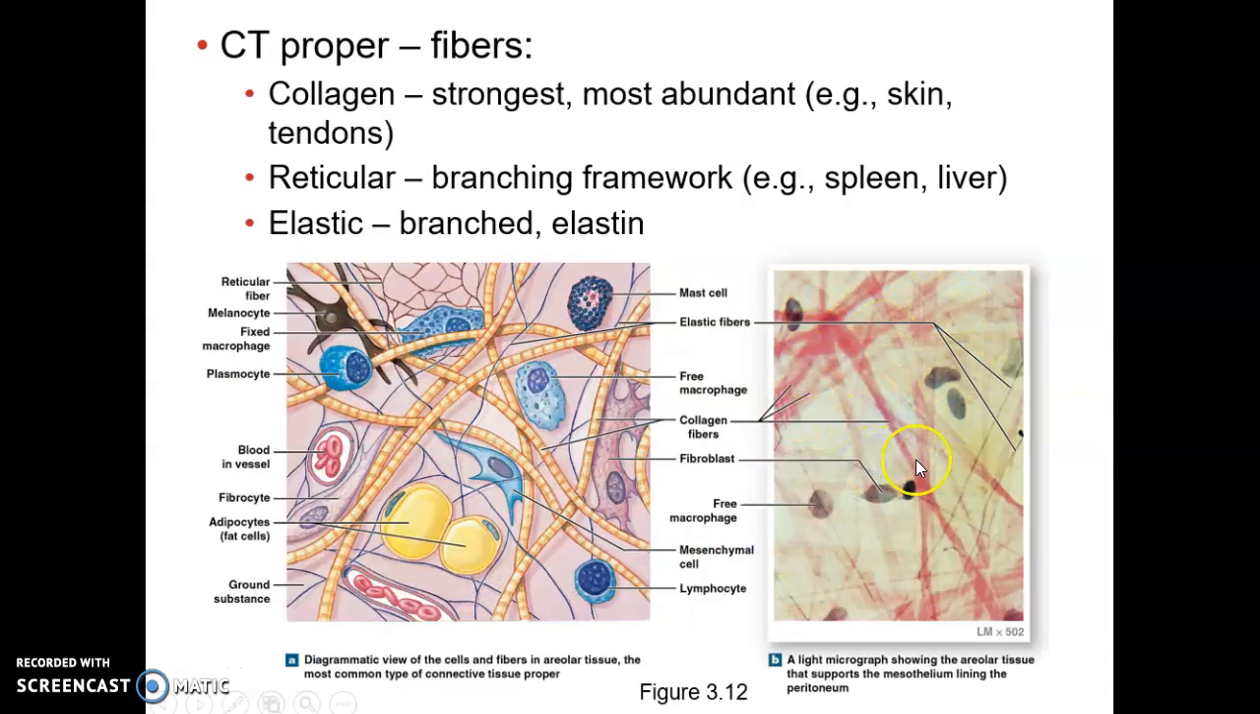Oh, and by the way, on a slide, micrograph, it's easy to distinguish the collagen fibers because they're very thick, but the reticular and elastic fibers, it's hard to distinguish between them. They're simply the thinner fibers. So if I want you to identify this thin fiber in connective tissue, the correct answer is reticular fiber or elastic fiber. If I want you to identify this thick fiber, there's only one correct answer, collagen fiber.